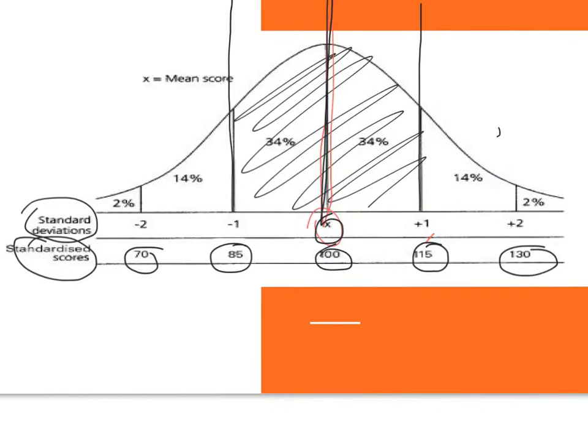14% of the population will score between one standard deviation and two standard deviations above the mean. And this means that if you add 34 plus 14, that would be 48. So from now on, you're responsible for knowing that 48% of the population in any normal distribution will score between the mean and two standard deviations above.